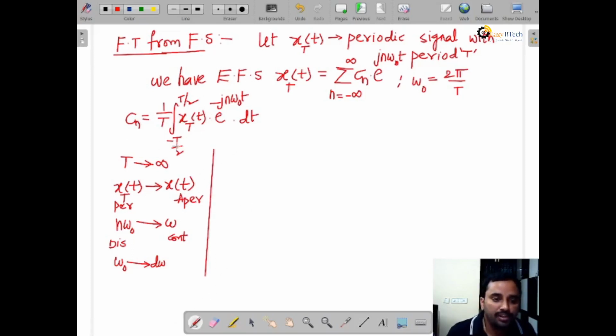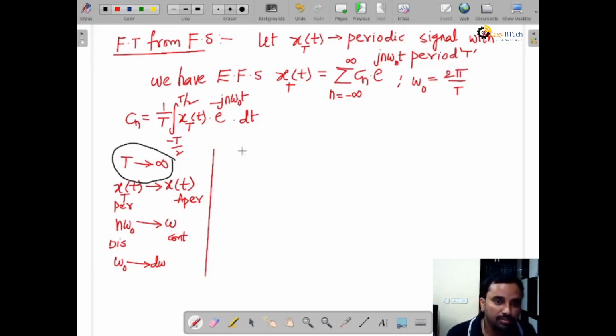So what is the point here? As T tends to infinity, the time period goes to infinity, the periodic signal will become aperiodic signal x of t, n omega naught will become omega, and omega naught will become d omega. So all these we are going to write in Cn.